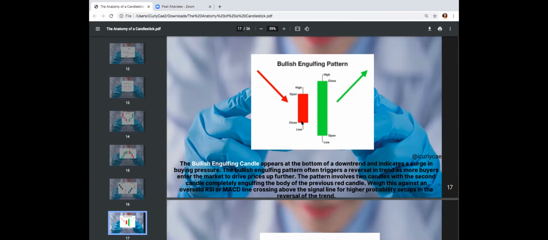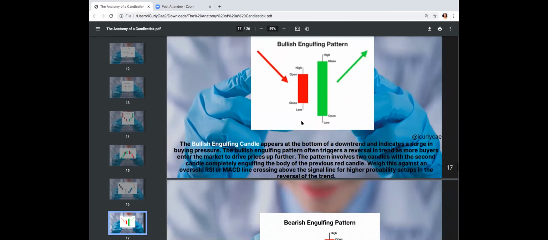Now, the way to trade this, and the way that I trade this, is I weigh this against an oversold RSI or the MACD line crossing above the signal line. So if you see these three things together, that is a real true money maker for you.